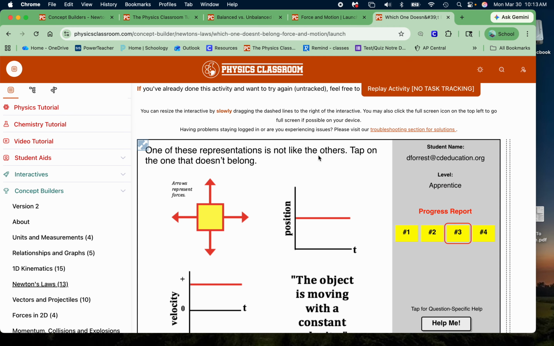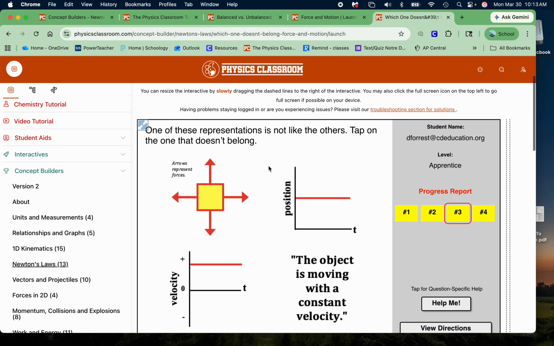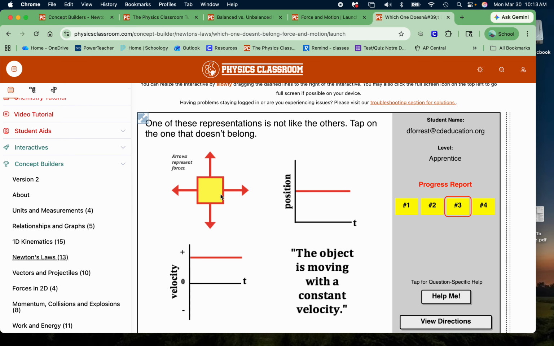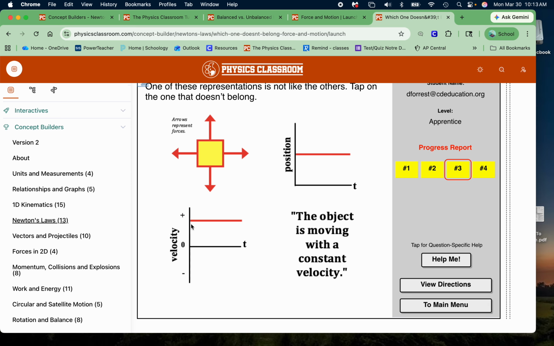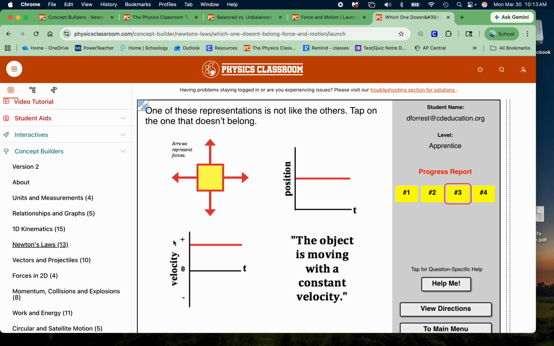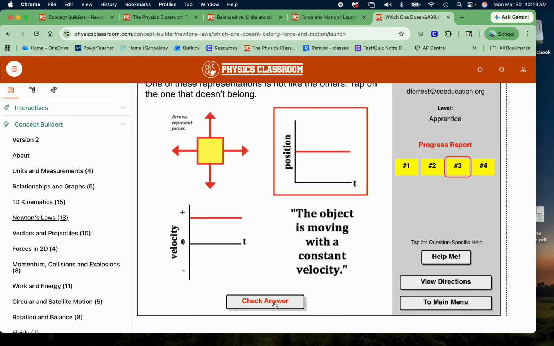So here, one of these representations is not like the other. Tap on the one that doesn't belong. So this shows balanced forces. That shows no change in position. That shows a constant velocity. And this shows an object moving with a constant velocity. So this is pretty sneaky. This could be moving with a constant velocity or at rest. So that doesn't really help. But this is definitely a constant velocity, and this says constant velocity. So this one, where I've got no velocity, does not agree with the others.